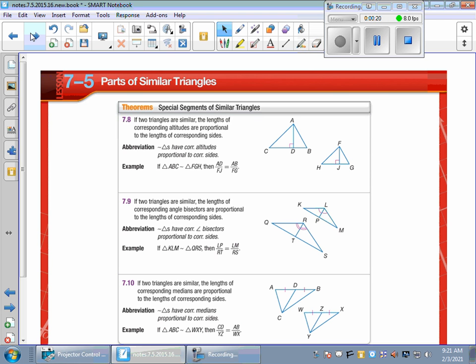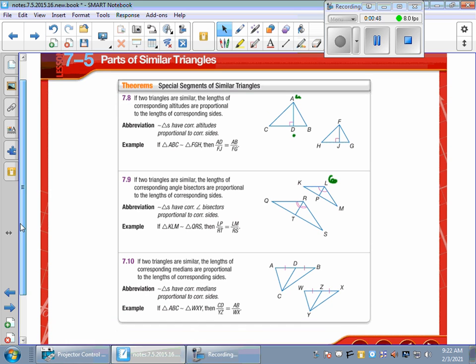If two triangles are similar, the lengths of the corresponding altitudes are proportional to the lengths of corresponding sides. So again, we have to remember the definition of altitude: from a vertex to the side opposite, creating a 90-degree angle. Next one here. If two triangles are similar, the lengths of the corresponding angle bisectors are proportional to the lengths of corresponding sides. So again, with an angle bisector, you can see right here, the angle is cut into two equal parts.